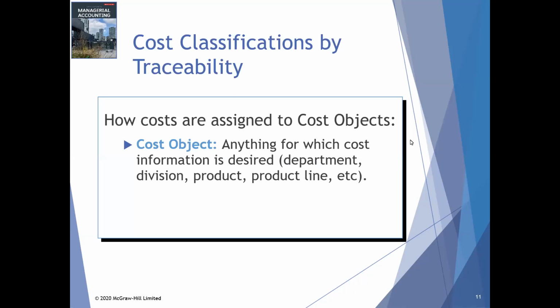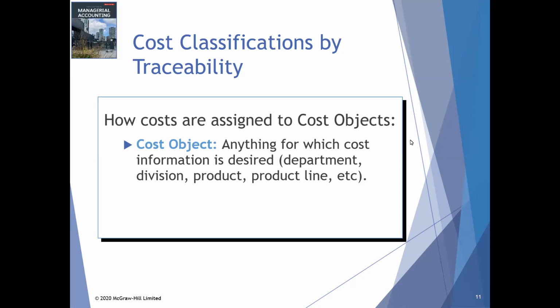Okay, so now we can see classification by traceability: how costs are assigned to cost objects. A cost object is anything for which cost information is desired, for example a department, a division or a product line. So cost will be assigned to the cost object. That is the traceability.